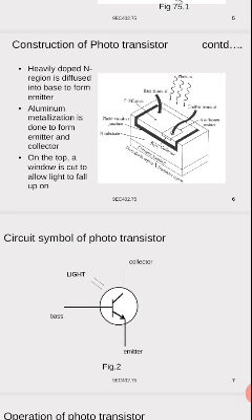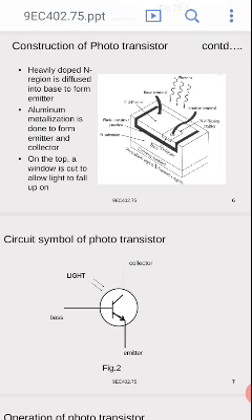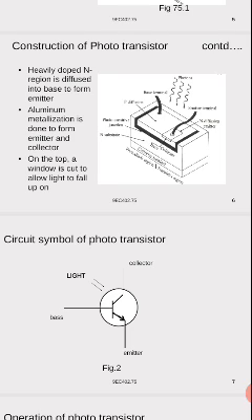The difference between the symbol of BJT and phototransistor is that both symbols are the same except for the arrow marks. The arrow marks are provided at the base of the transistor. That shows the photo, hence it is the phototransistor symbol.